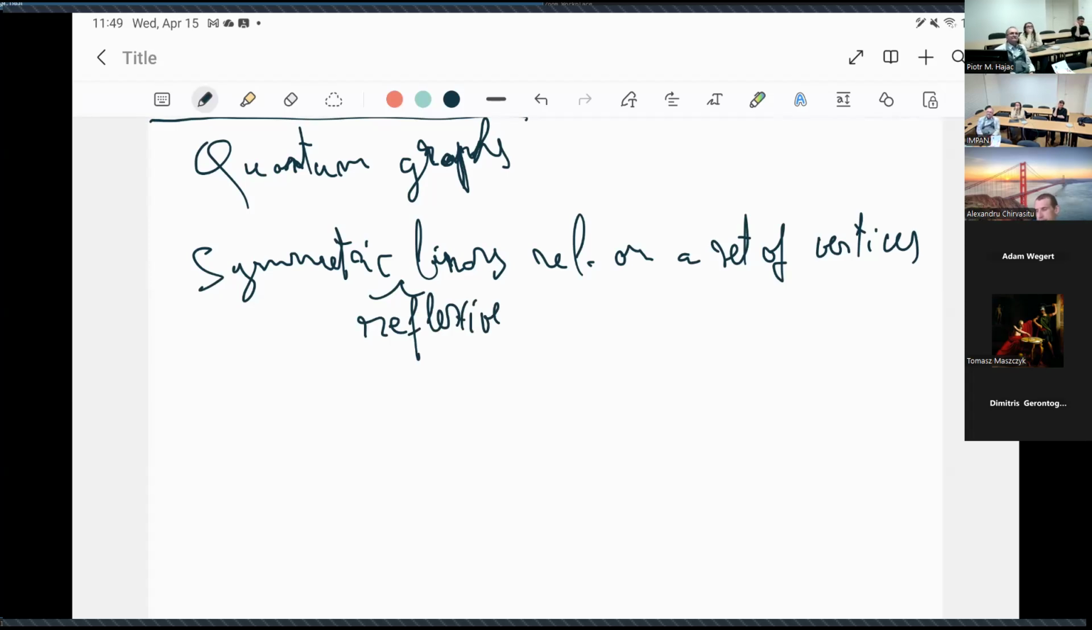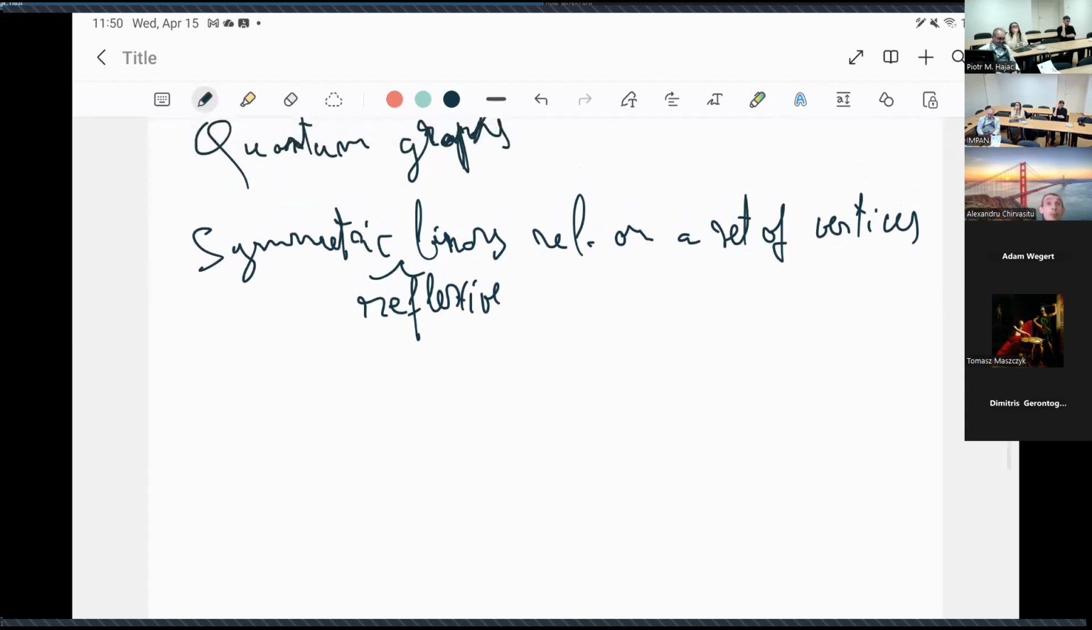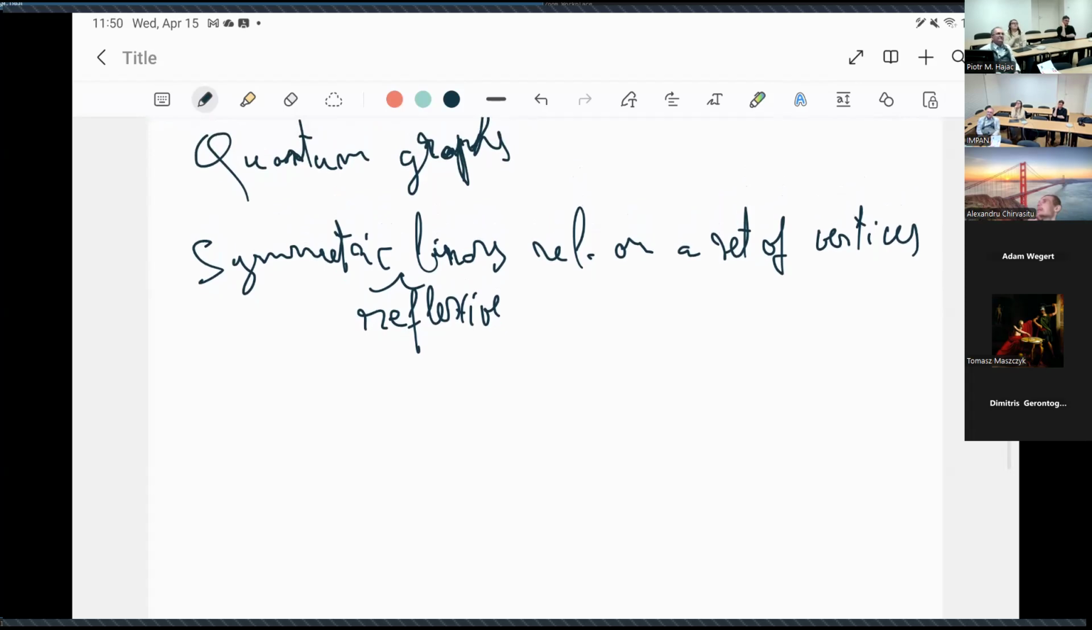Yes, so this is what we're trying to imitate. Now, there are quantum relations. What I want to do in this review portion of what we mean by quantum graphs is remind you of several notions of them.